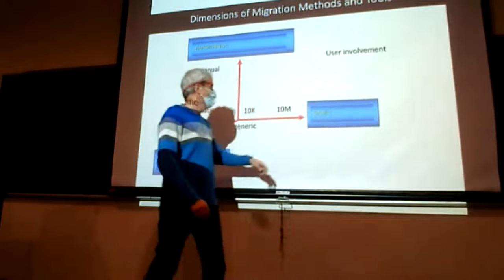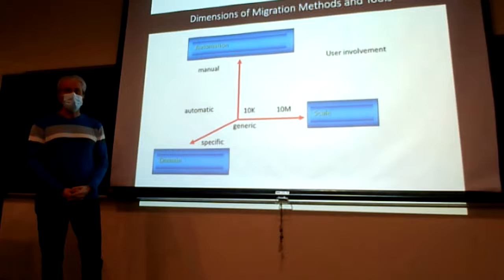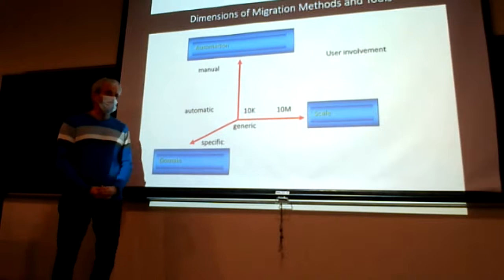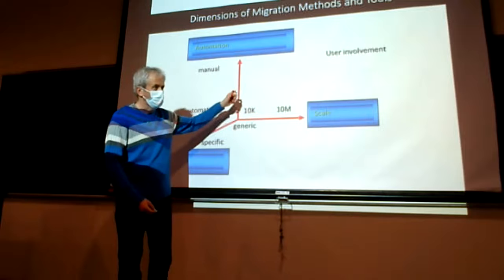The scale, obviously, will have an effect. If it's something small, 10,000 lines, or 10 million, it will affect your migration strategy. Okay.